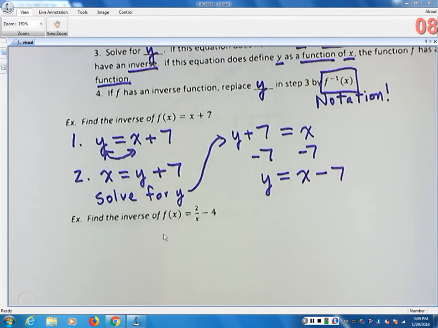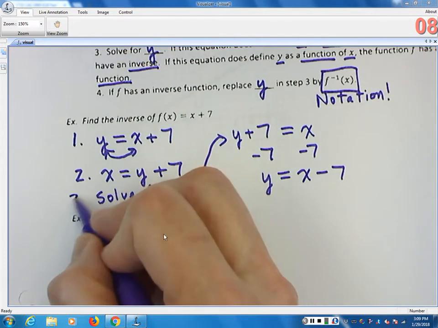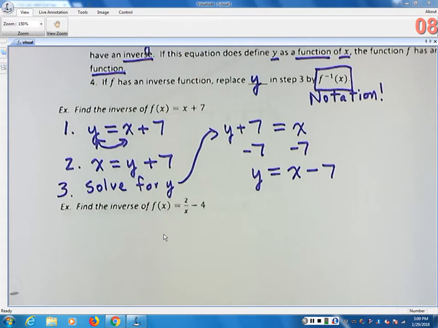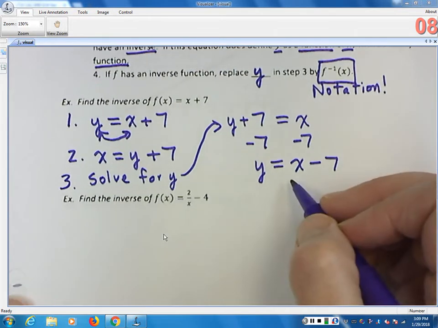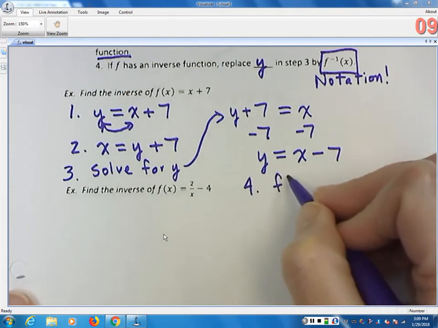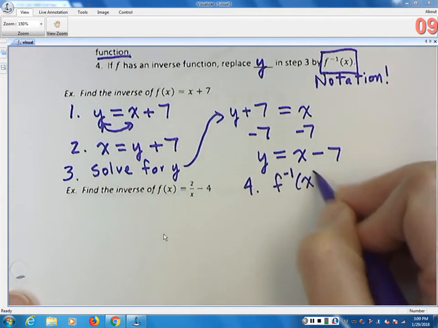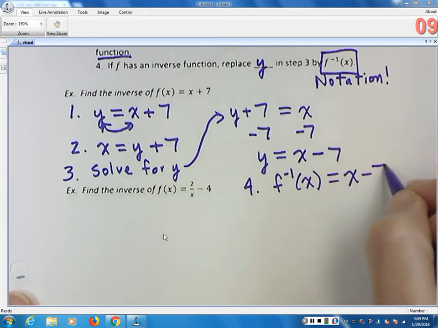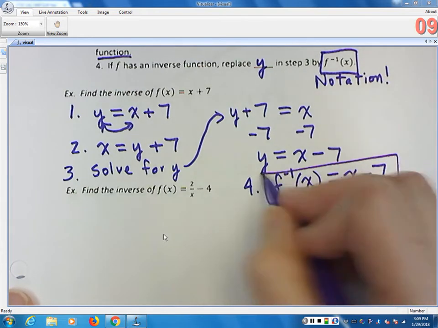So this is step 3. Is x minus 7 a function? Yeah, you only get one y for every x. So it's a function. So for step 4, you're going to replace y with f inverse of x equals x minus 7. That's your final answer.